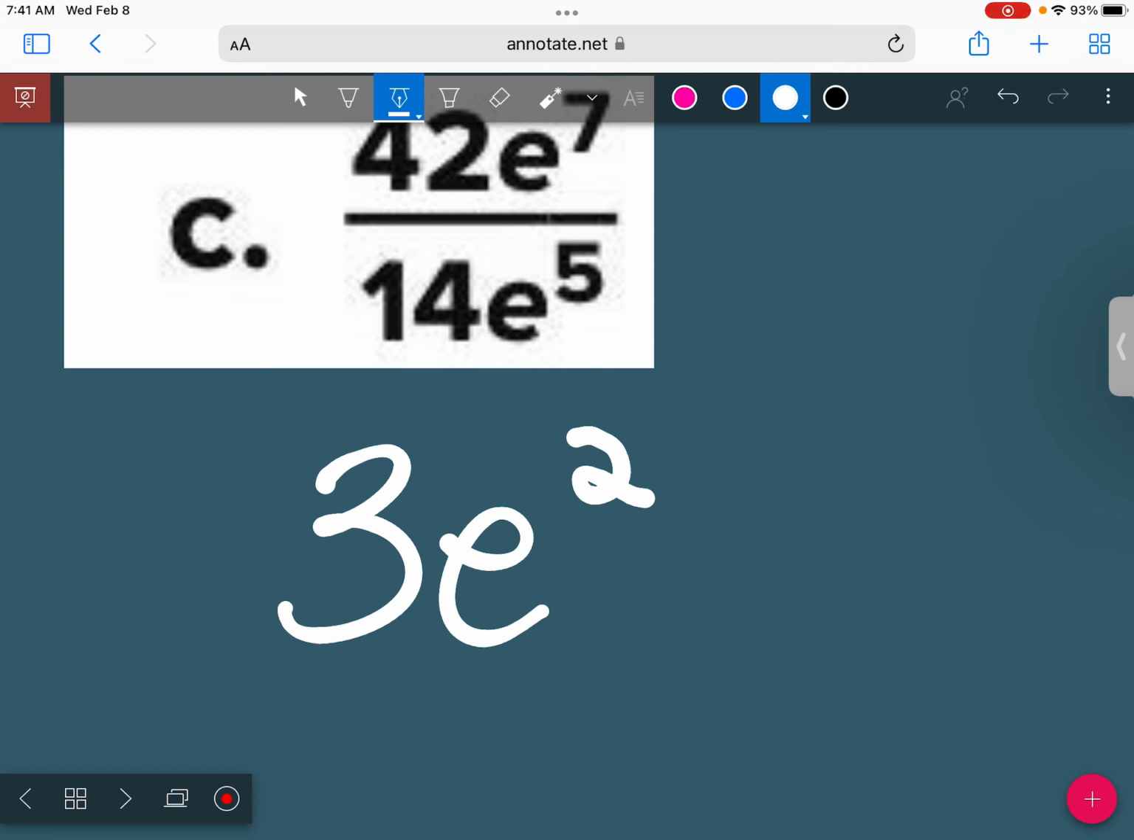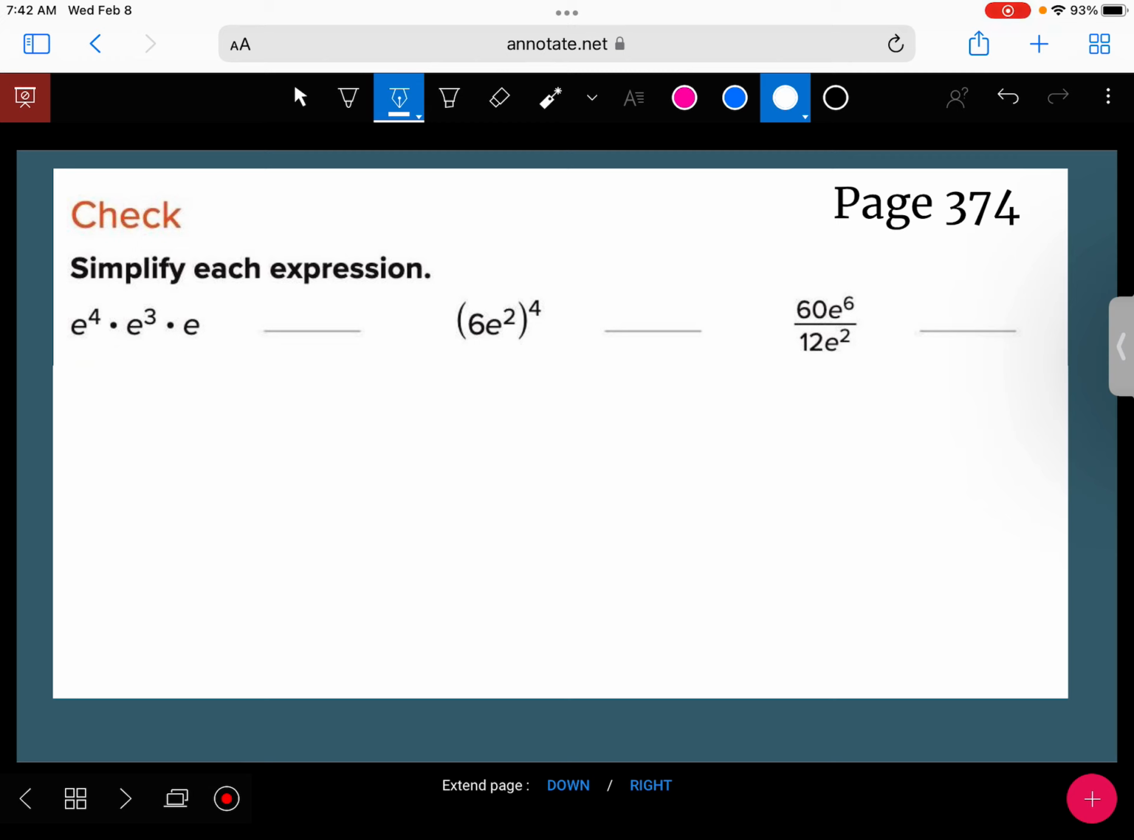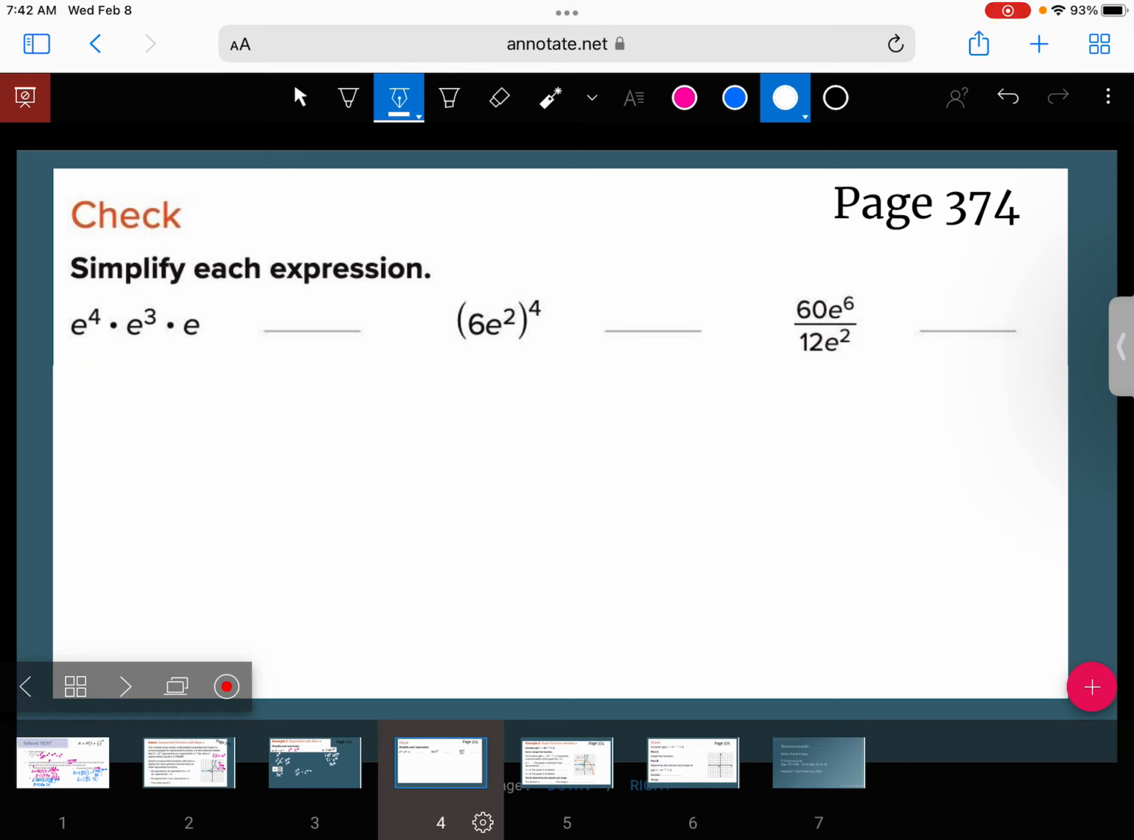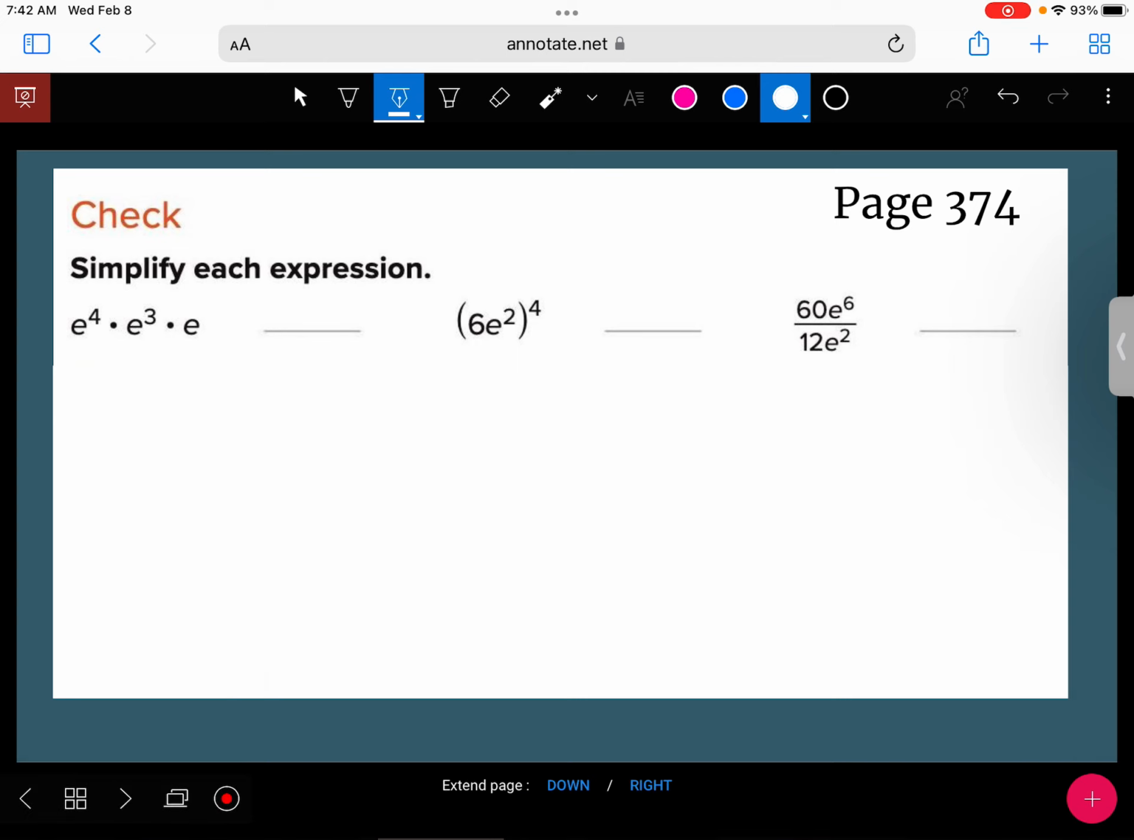I feel like most of you have probably been over this before when you were talking about variables of the same base, combining variables and their exponents. So this is something you guys have probably worked on before. So next page, we're just going to do some more work of this, but I'm going to give you guys about 3 minutes to work on this on your own. Okay? So it's your check, which is at the top of page 374. So do all 3 of these. If you have questions, let me know. And then we'll continue on.